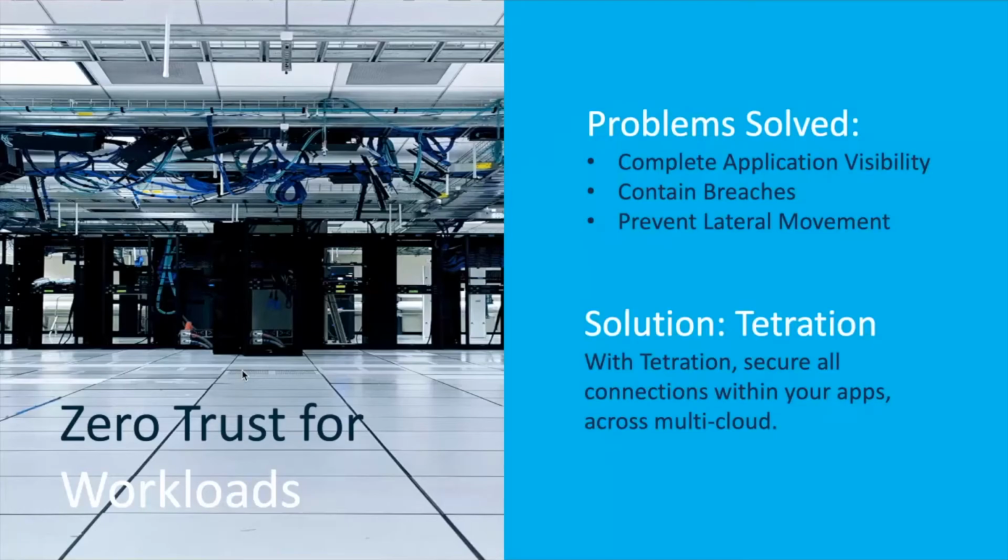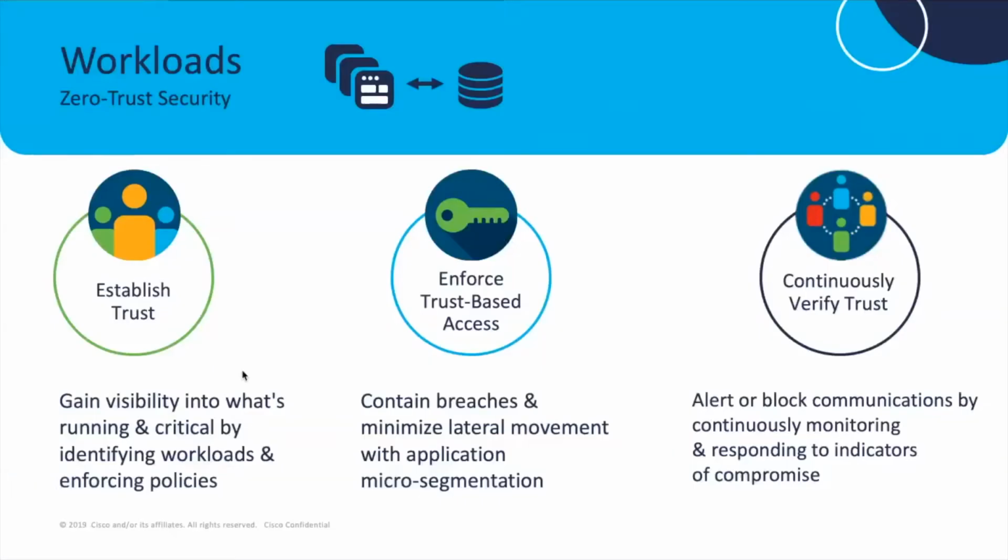So when we look at workloads, we kind of look at three fundamental areas. And if you've heard me before, we look at these three fundamental areas for each one of these zero trust models. Are we establishing trust? Are we enforcing trust-based access? And are we continuously monitoring and verifying trust in those environments? So let's allocate how workload fits into that. Do we have visibility of what's being run in this particular environment? And if so, do we trust it? Is it good enough, right?